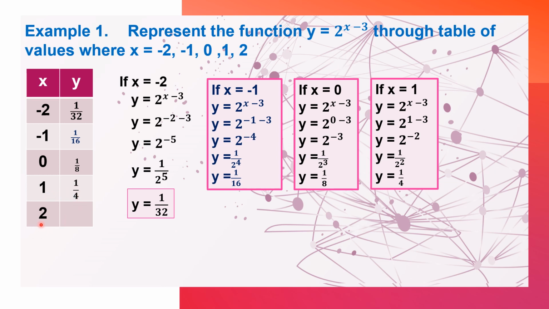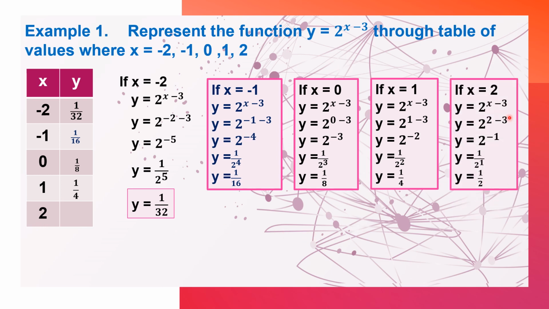Then the last, if x is equal to 2, we just change x into positive 2. And 2 minus 3 now is equal to negative 1. And 2 raised to negative 1 can be written as 1 over 2 raised to 1. And 2 raised to 1 is equal to 2. So we have y equals 1 over 2. So if our x is 2, our y is 1/2. So this is now the representation of our function y equals 2 raised to x minus 3.